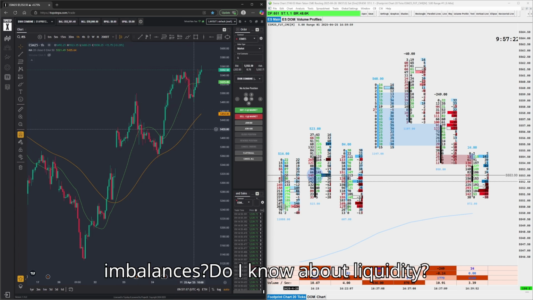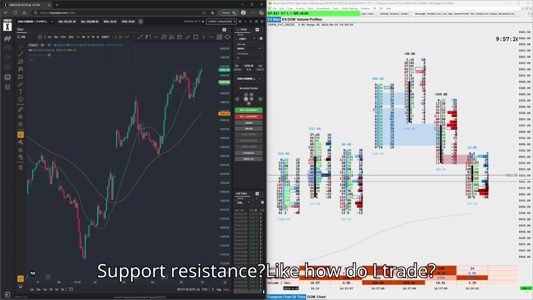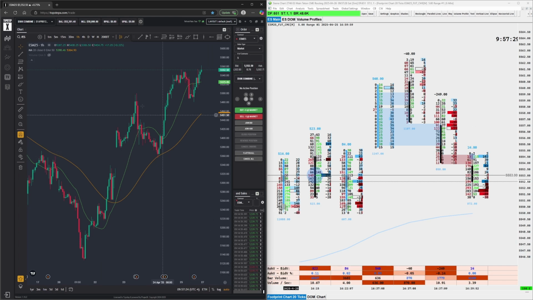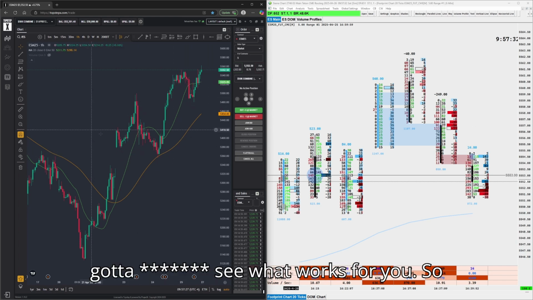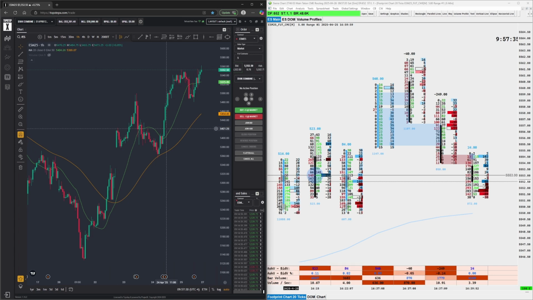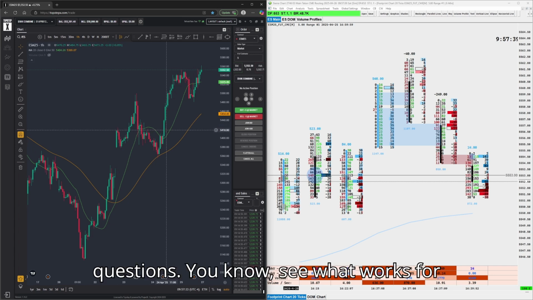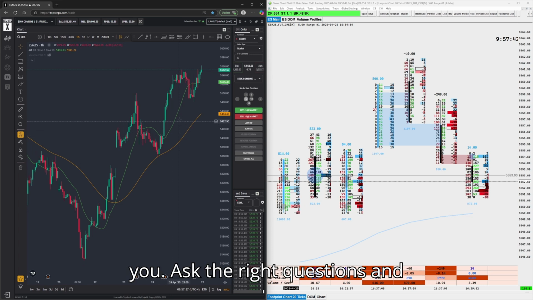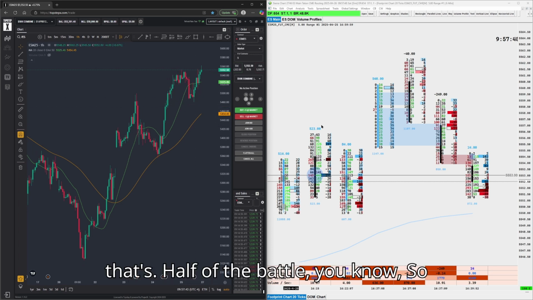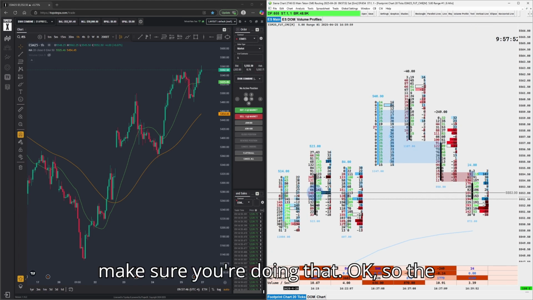Do I know about imbalances? Do I know about liquidity, support, resistance? Like, how do I trade? Do I trade when I see a doji? You gotta see what works for you. So make sure you're asking the right questions. See what works for you. Ask the right questions, and that's half of the battle. So make sure you're doing that.